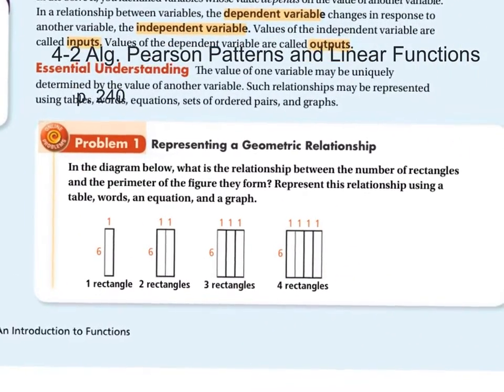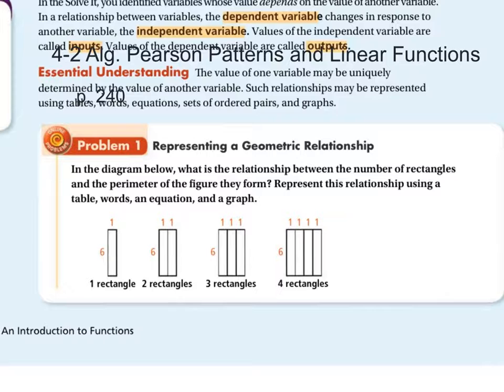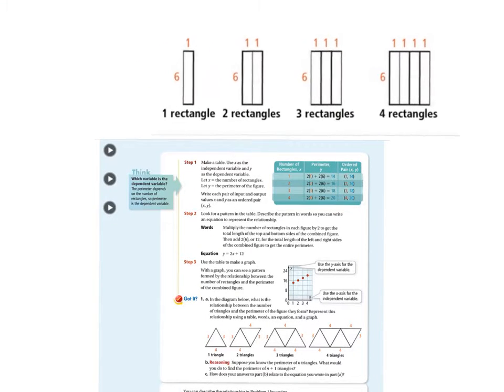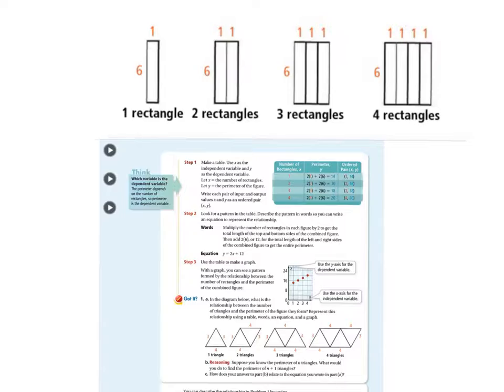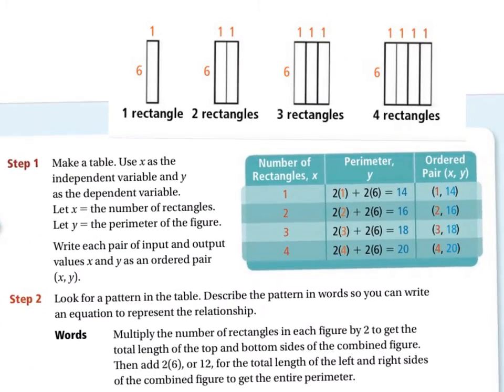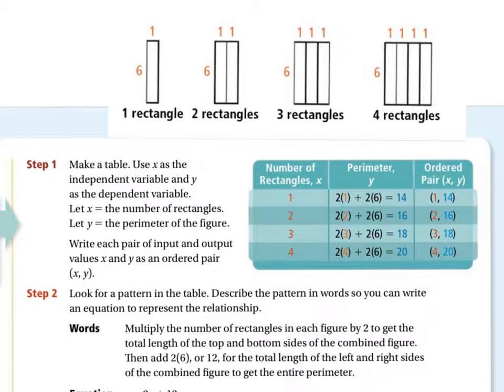So problem 1, in the diagram below, what is the relationship between the number of rectangles and the perimeter of the figure they form? Represent this relationship using a table, words, an equation, and a graph. And this carries over to the next page. So if we just try and look at both of these at the same time here, the first thing they did is they made a table, and they defined their variables here.